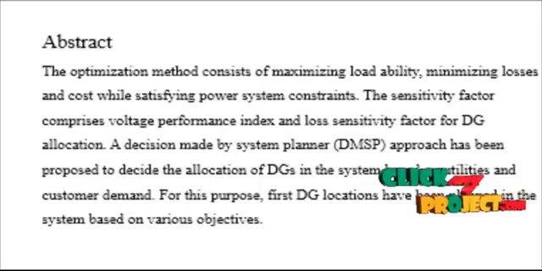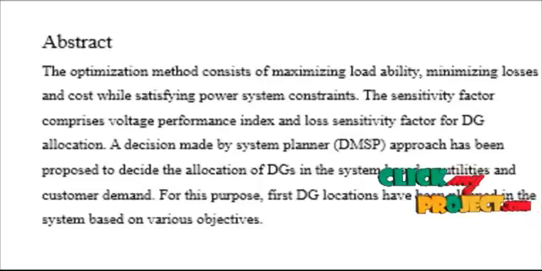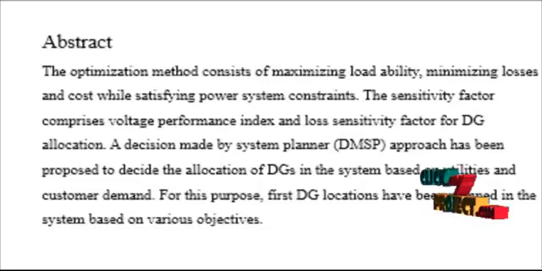Now we will discuss our product abstract. Many methods were proposed in the literature for finding the best allocation for DG placement considering various objectives. Sometimes it becomes a task for system planners to select the objective for DG allocation based on the utility and customer point of view. For this purpose, a set of optimization functions and sensitivity factors has been developed for allocations of DGs in the systems.